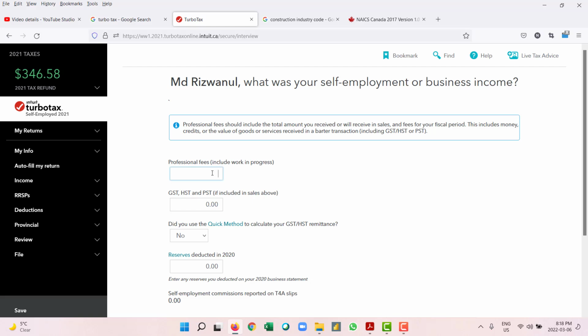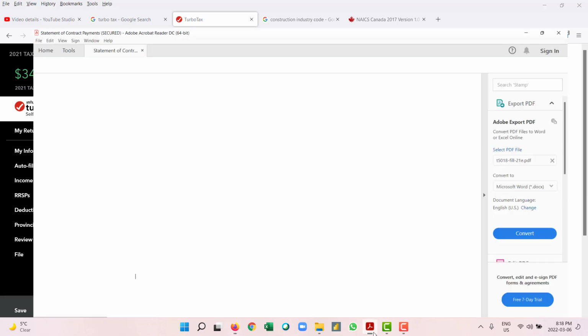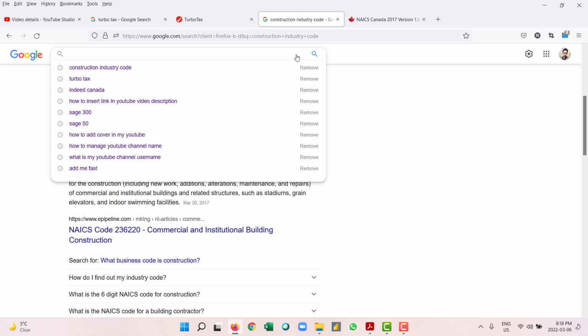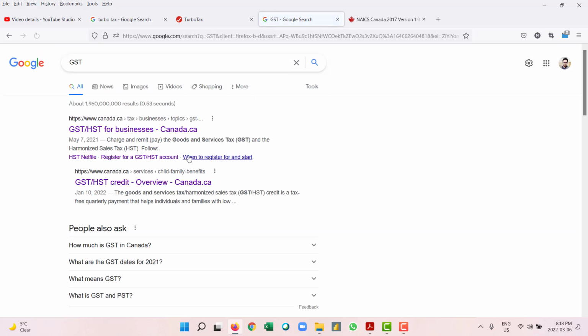So actually, I earned probably 1021. I did not work at all. I'm a very lazy person. And GST, HST, if included in sales above. Actually, GST, HST is something that, what does GST mean? Let's see. GST. Goods and service tax. And HST means the harmonized sales tax.